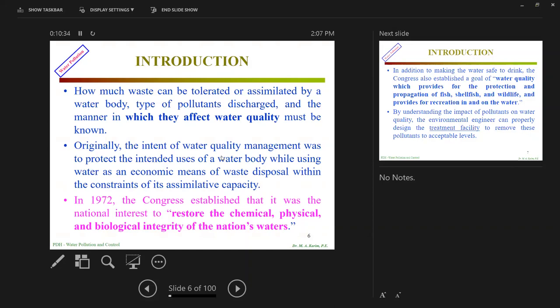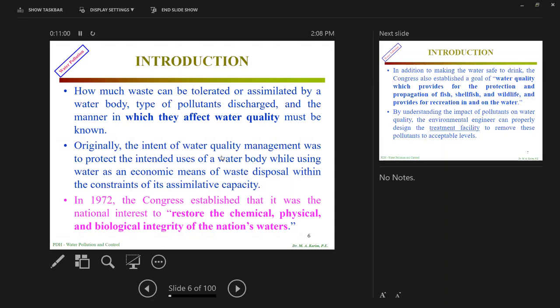So that's what we are learning over here, meaning we can put some waste in the water, but still the water quality will be the same as if we don't put it in, or it should fit the intended usage. We should be able to use it, whatever usage we are planning. Originally, the intent of water quality management was to protect the intended usage of a water body while using water as an economic means of waste disposal within the constraint of its assimilative capacity.